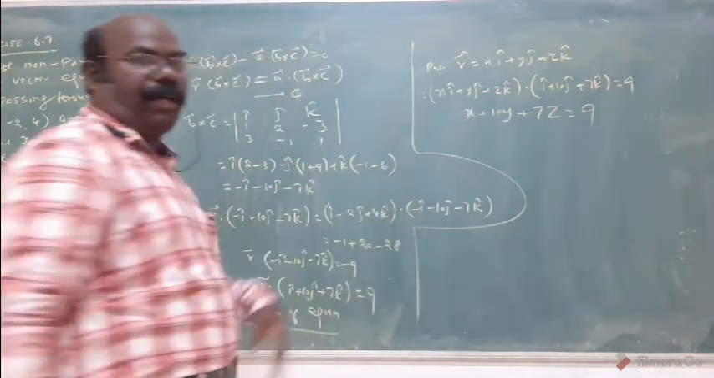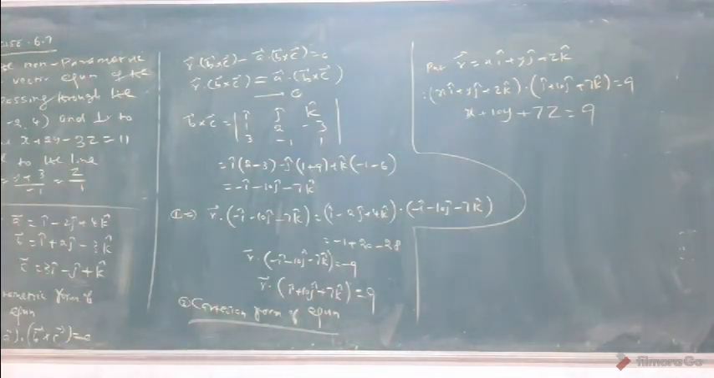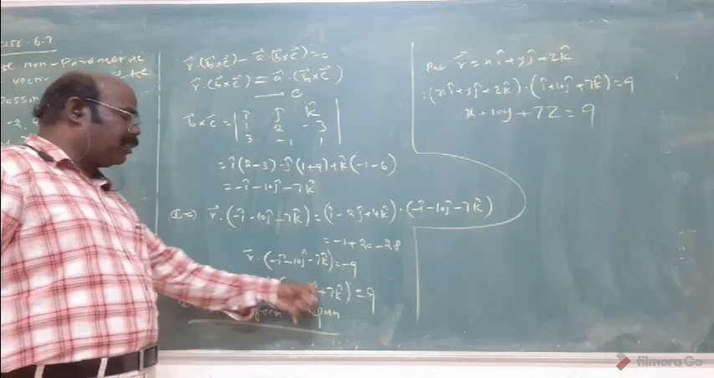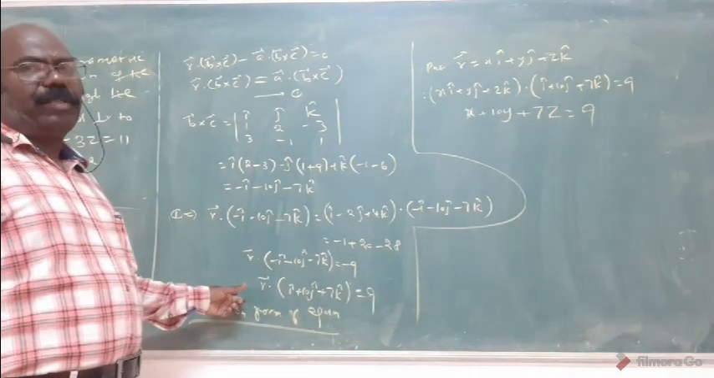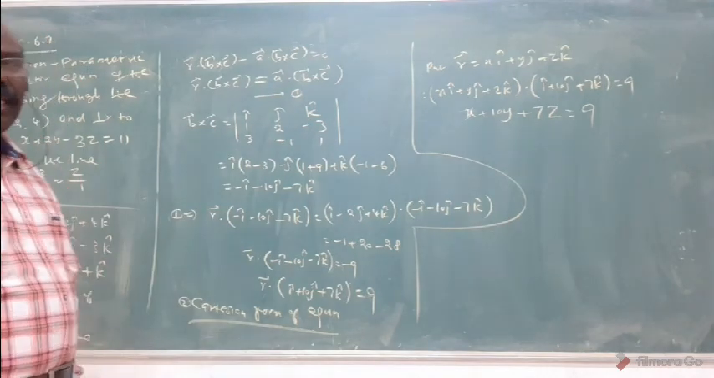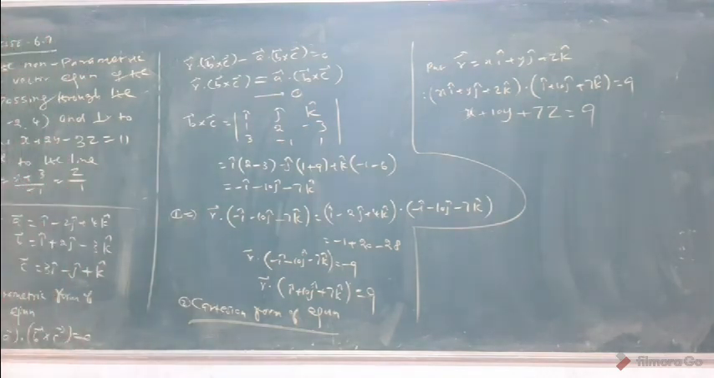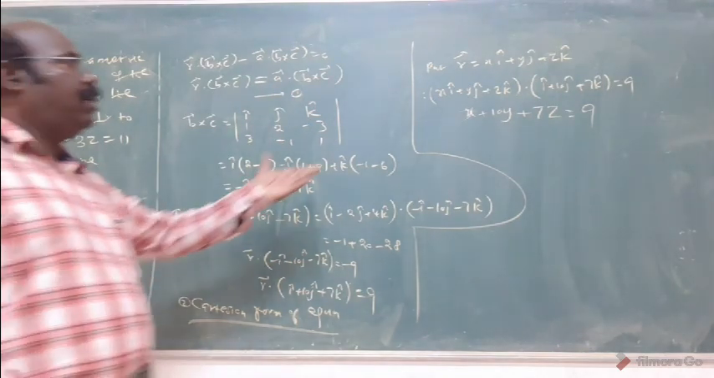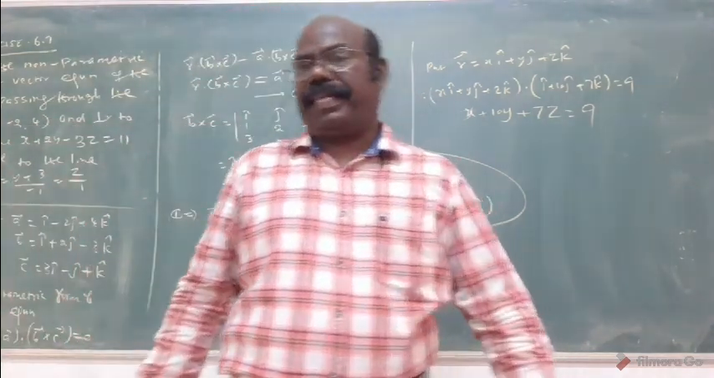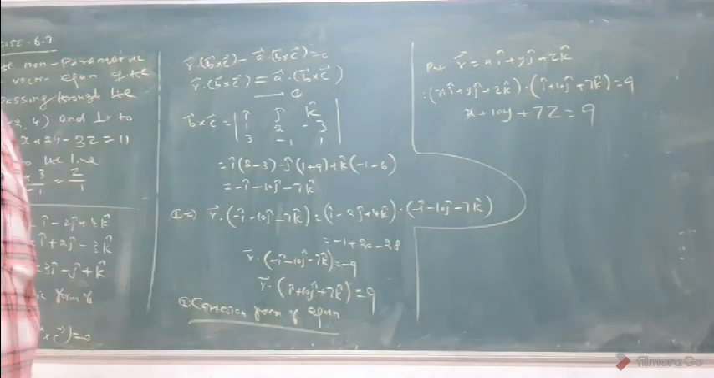Don't use the previous formula. If the non-parametric form is asked, replace r with xi plus yj plus zk and we get the answer. Suppose the parametric form is given, there is no other way: you write these formulas and simplify to get the answer. In this there are also 5 questions.